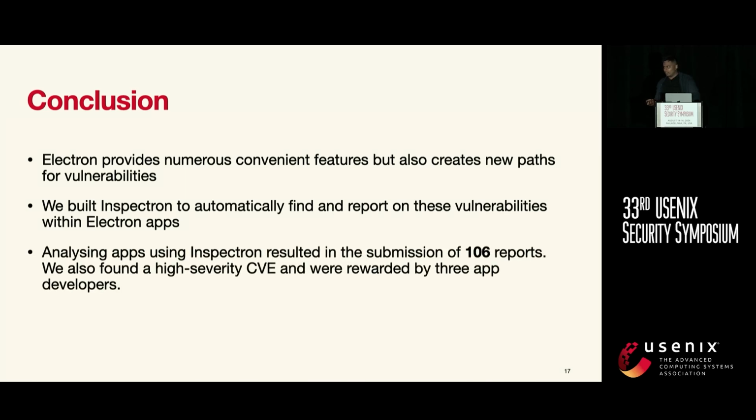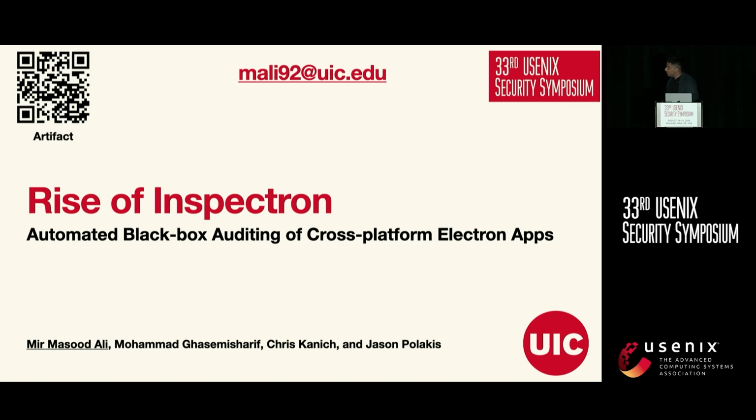And we, as a result, sent 106 bug reports, including a high severity CVE, and also received a bunch of rewards for them. And these included apps that are quite popular that include WordPress and Postman. We made our artifact available, and I'd encourage you to use them.